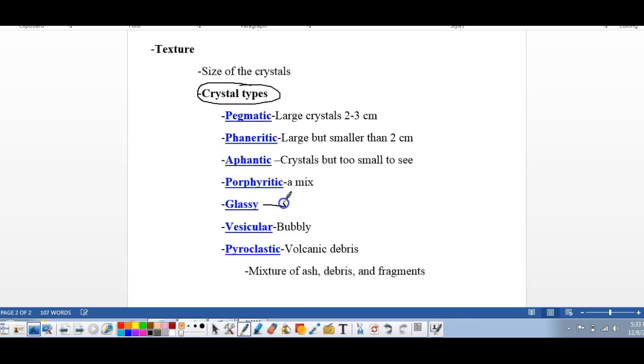This is that obsidian, it just looks like a piece of glass, very easy to see. You've probably all seen a piece of obsidian. And then vesicular, and this is bubbly. This has air holes in it.